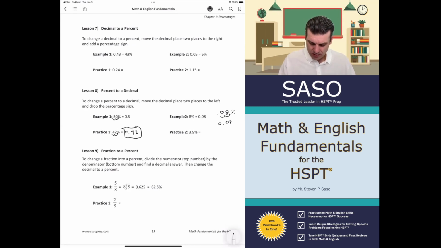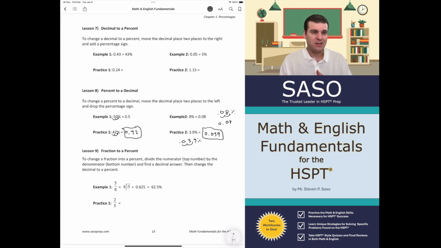And practice 2, 3.9%. So here, our decimal is between the 3 and the 9. We move it over 2 places to the left and drop the percentage sign, so we get 0.039 for that one. So very easy, but a fundamental skill to have down.